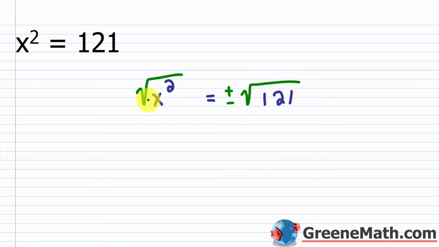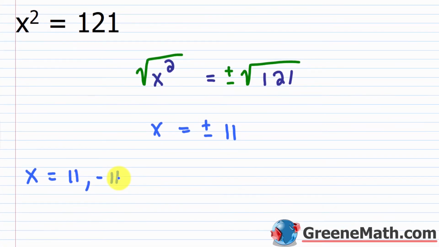Okay? So we know that this right here is just going to be x. And this is equal to plus or minus. The square root of 121 is 11. So we get that x equals 11 or x equals negative 11. Okay? So you can leave it in this format. This is more compact. Or you can write it like this, x equals 11, comma, negative 11. Or you could use your or keyword. You could say that x equals 11 or x equals negative 11. Okay, all of these are different ways to notate the same thing.